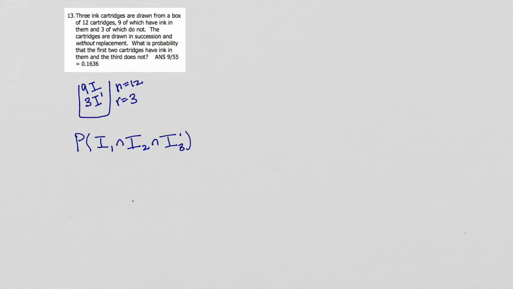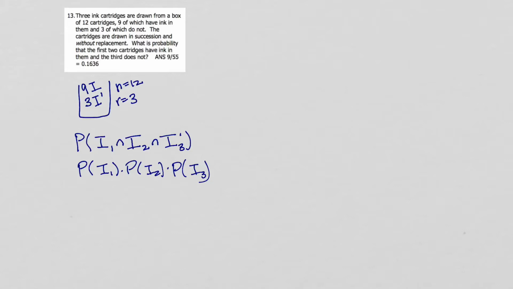So these are ands, and they're not independent events, right? Because we are drawing without replacement. So if you take a cartridge out, it affects what happens in the sample space. The sample space changes, it gets smaller. So this is just going to be a multiplication here. What's the probability of getting an ink on the first times the probability of an ink on the second times the probability of an ink on the third?